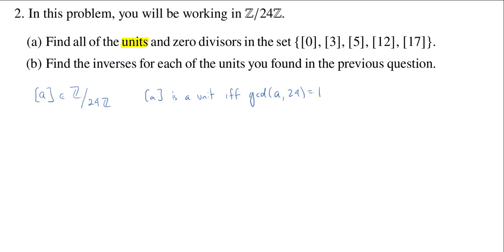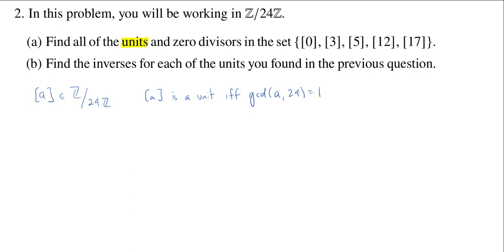So let's see first. We have 0. 0 is not relatively prime to 24, right? The GCD of 0 and 24 is 24. 3 is not relatively prime to 24. 3 and 24 have GCD 3. However, 5 is relatively prime to 24. 12 is not. The GCD is 12 itself. And 17 is relatively prime, right? It's easy when 5 and 17 are prime.